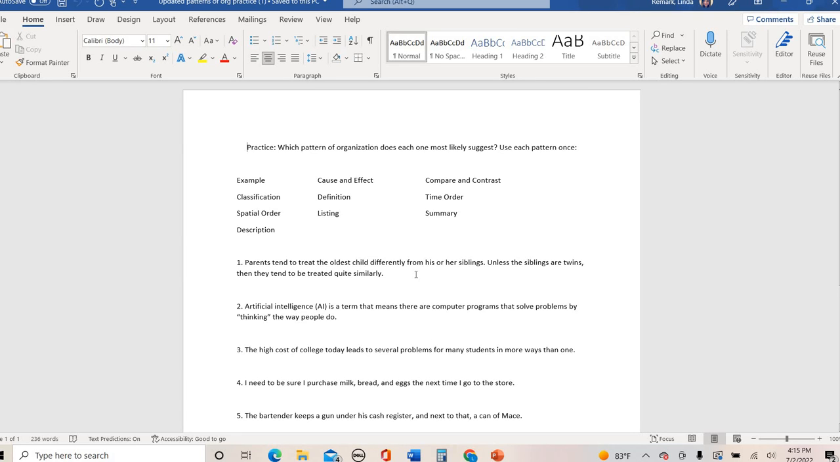Parents tend to treat the oldest child differently from his or her siblings. Unless the siblings are twins, then they tend to be treated quite similarly. So for me, if I'm getting familiarized with signal words, I see different and similar. And to me, that is clearly identifying that they are using compare and contrast. They are going to be talking about how things are similar and how they are different in regard, in this case, to siblings. So that's what I mean by looking at this. Look to see what kind of signal words or transitional words or phrases are being used, and what does that identify? Which structure goes with that?